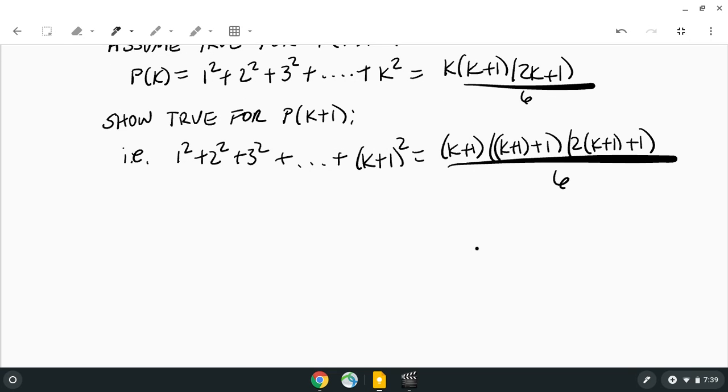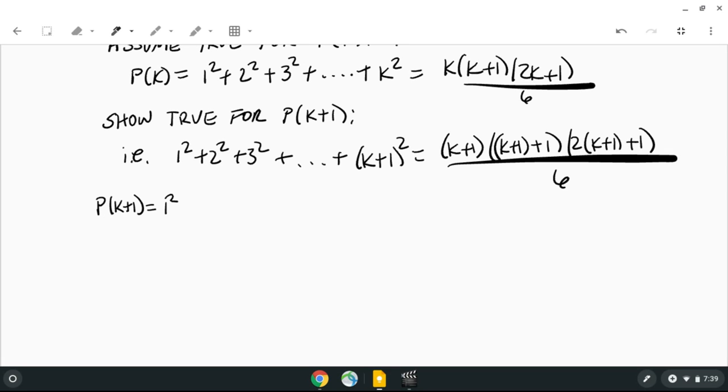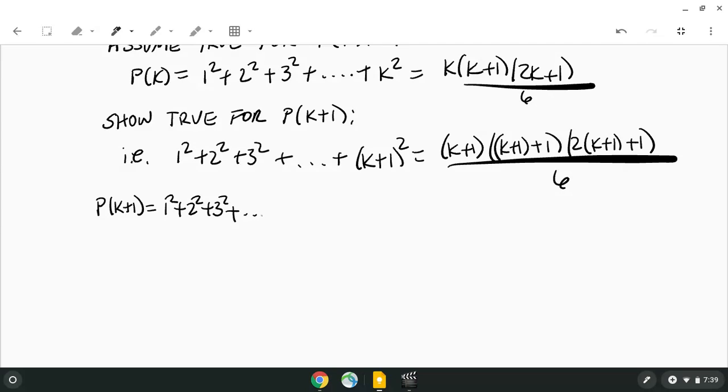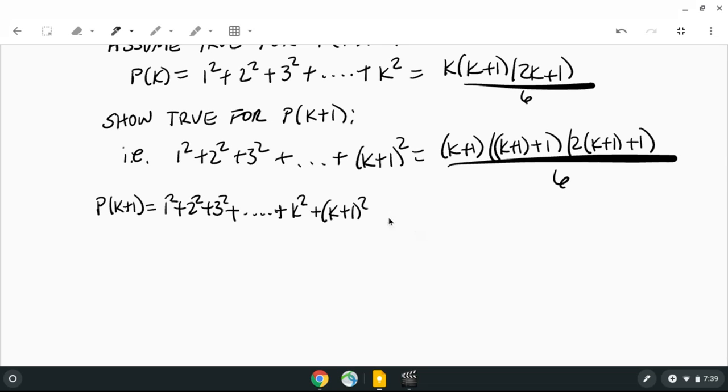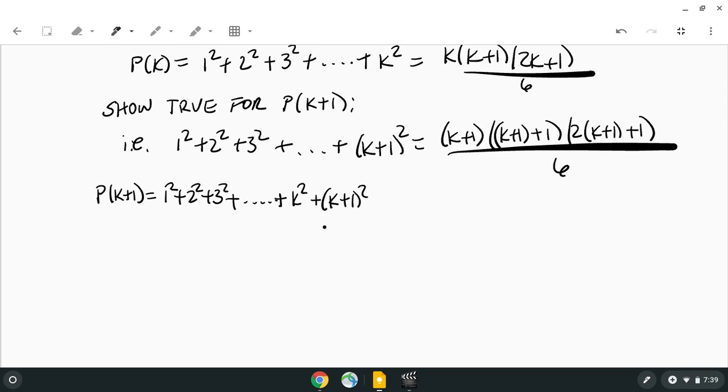All right, so here's the work. P of k plus 1 equals 1 squared plus 2 squared plus 3 squared. Here I'm going to include the kth term, k squared, and now the k plus 1 term, (k plus 1) squared. Okay, and stop there. Don't touch that, don't bring that down. Now you have to work with this to get it to match with that.